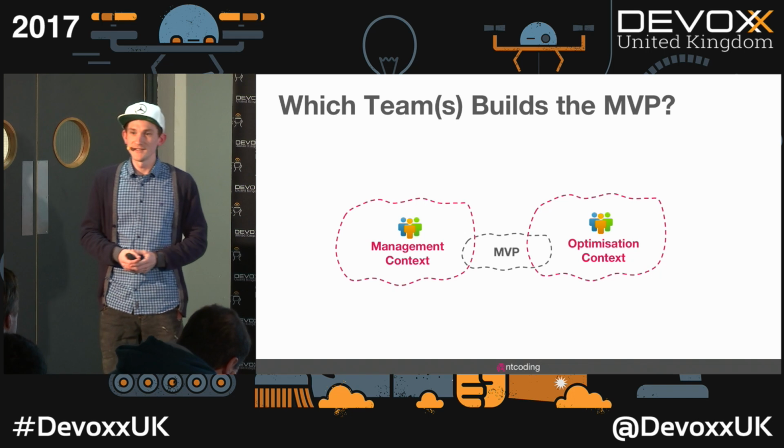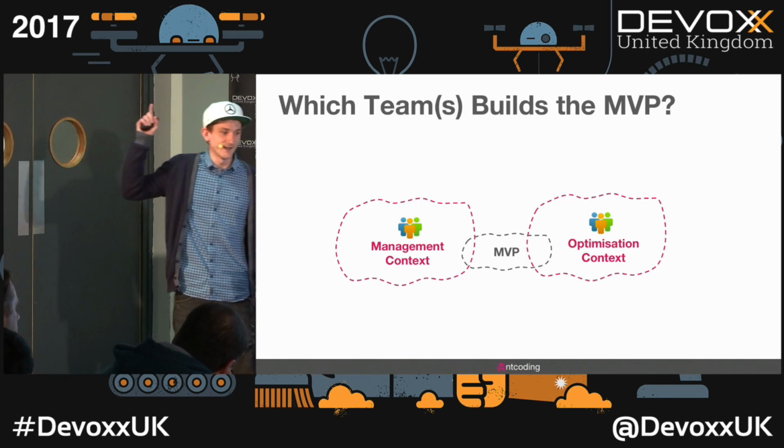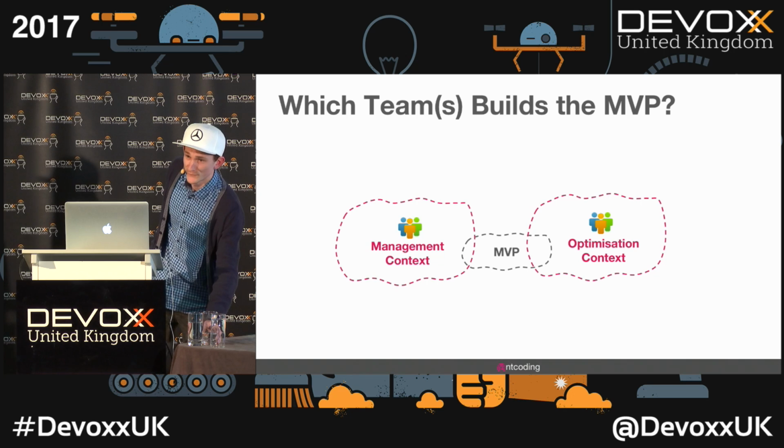Who wins, DDD or Agile? Who's voting for DDD? Who's voting for Agile?